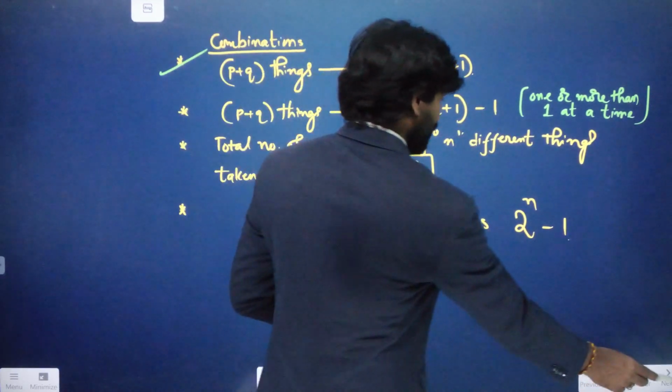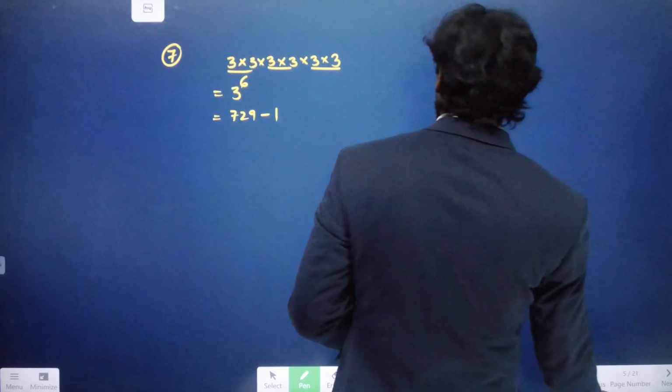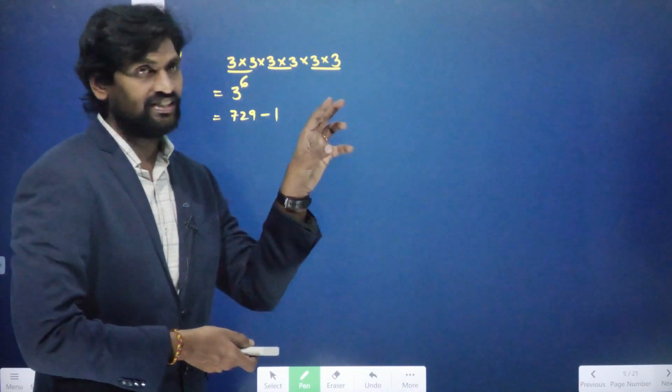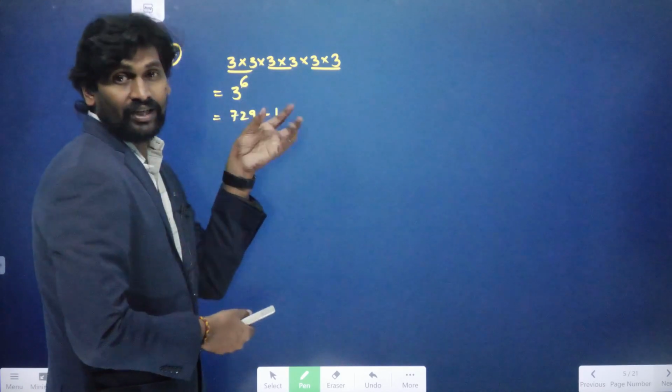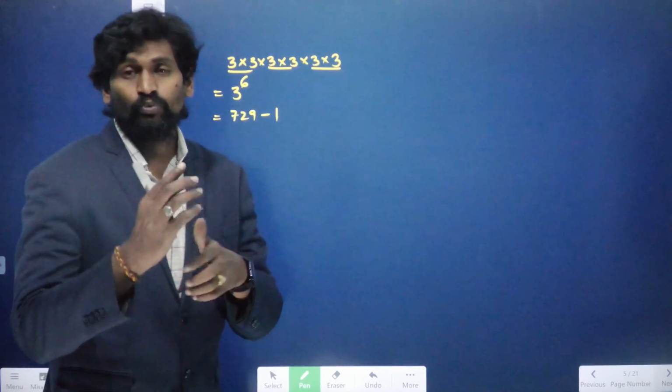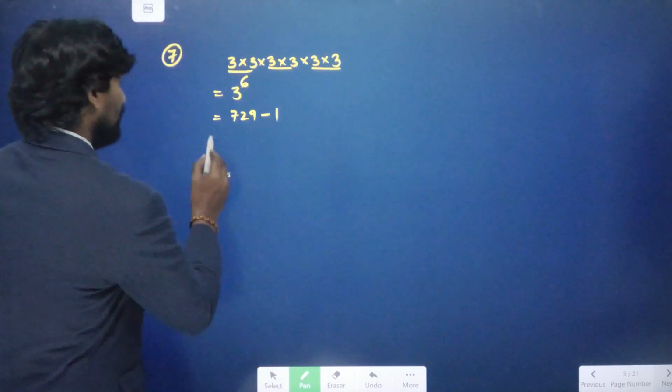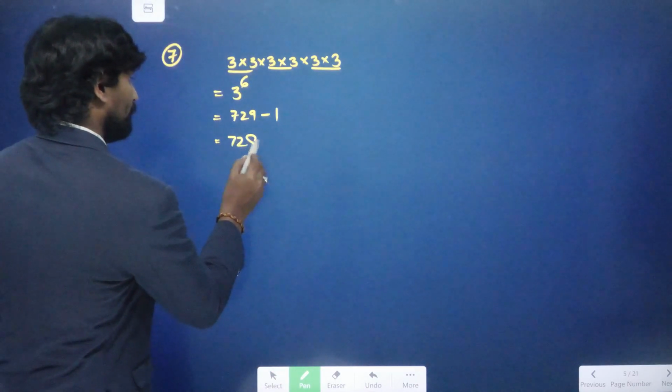Same way here also, the 6 different questions can each be attempted in 3 different ways, which will be 729. But at the end of the question it is given that 1 or more at a time, which is nothing but minus 1. So 729 minus 1 will be 728.